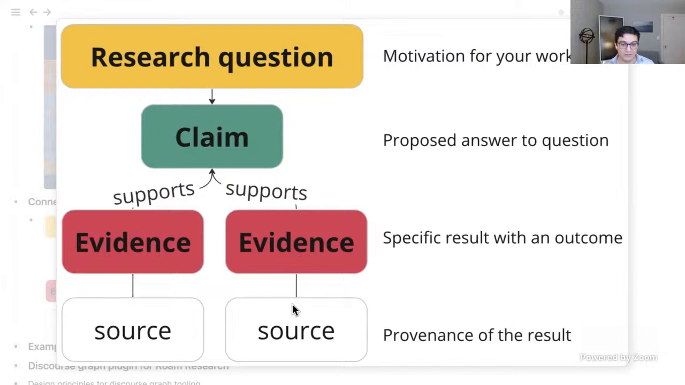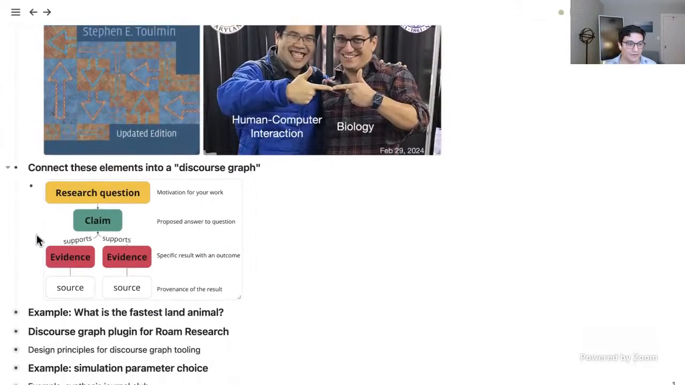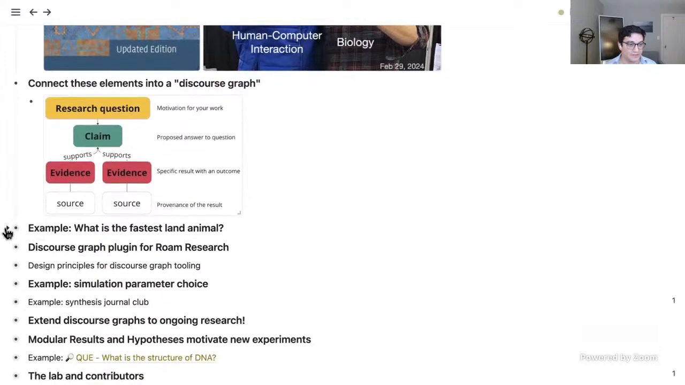And that's the source material at the bottom. And then it's a graph such that at least the evidence can support or oppose a given claim. And so that you build up over time claims that are backed by more or fewer pieces of evidence. Okay, so what's an example of this discourse graph scheme?